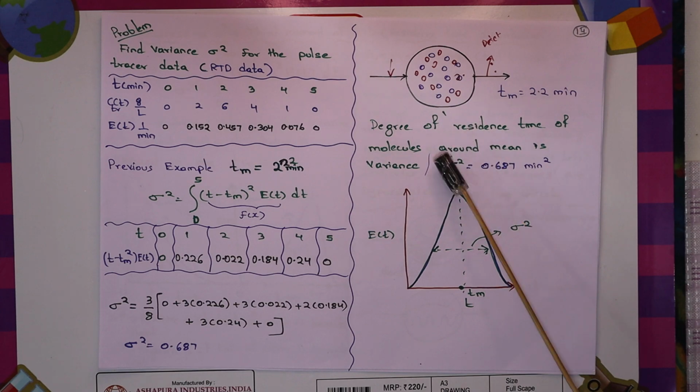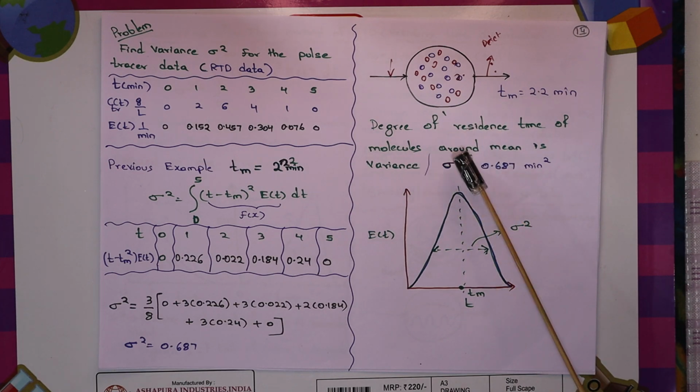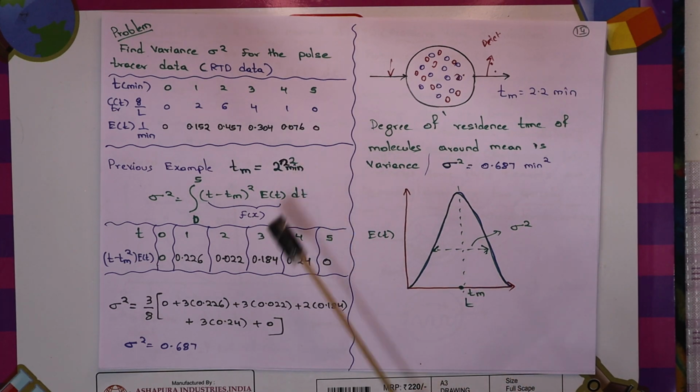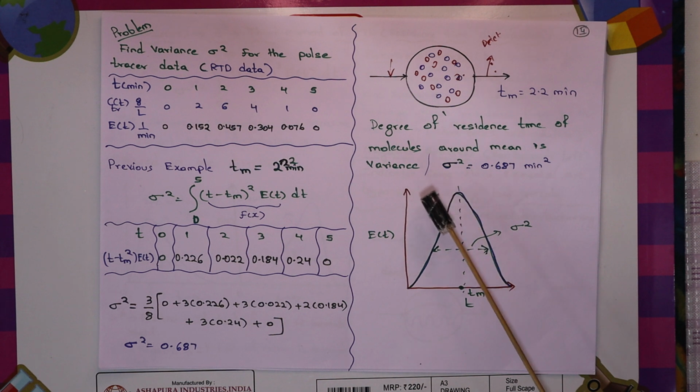So that is the spread of the residence time of the molecules around the mean. That means you have found, on an average, the variance of the tracer curve experiment around the mean, which is 2.22. So this is how we can figure out how much variance is in this particular data.